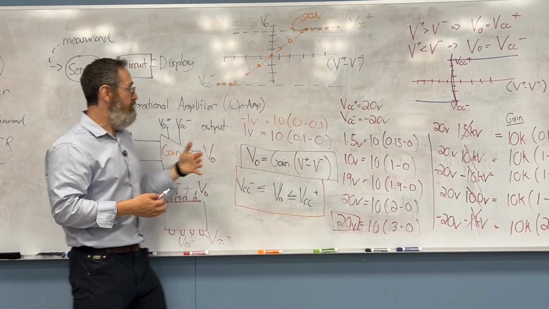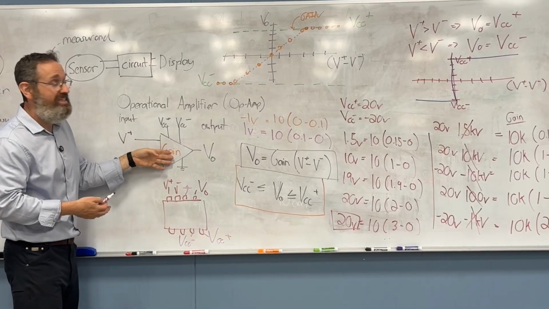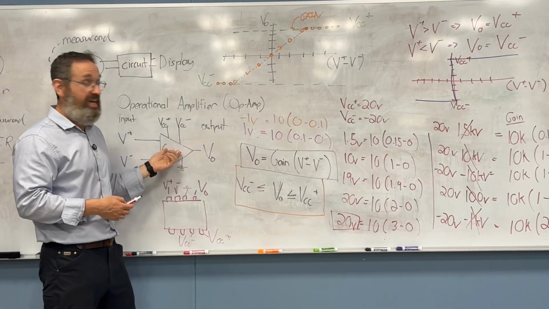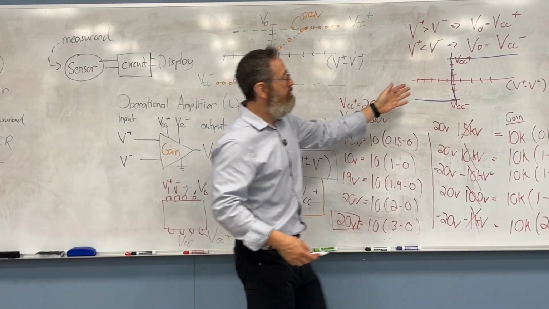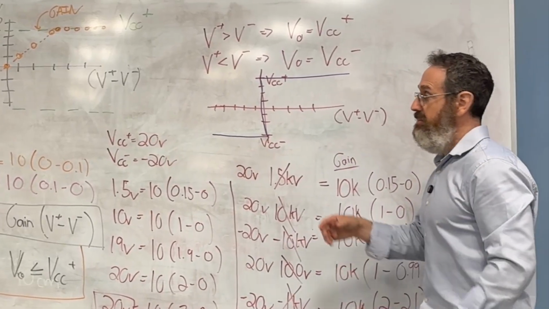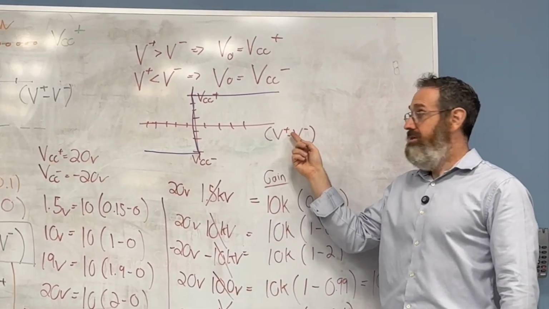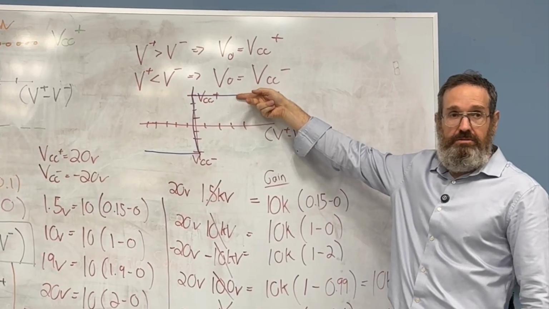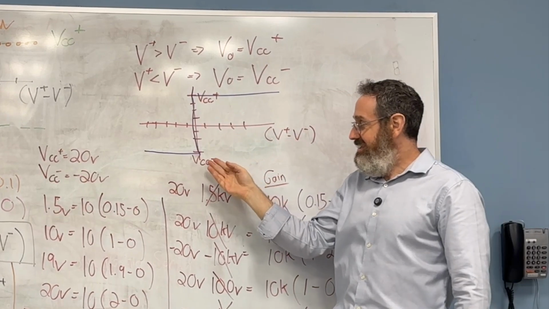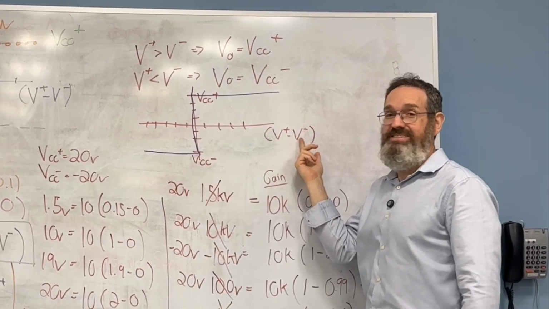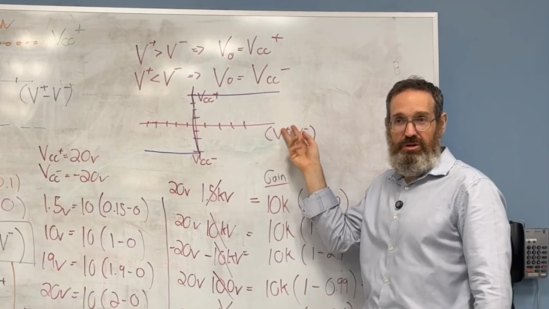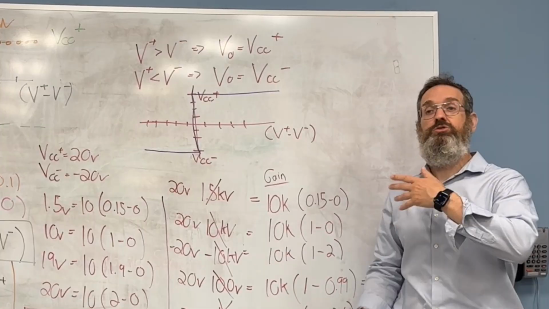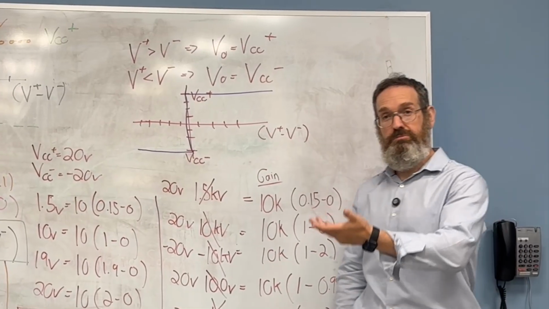So in reality, when you're using operational amplifiers, because of rule number 1 and rule number 2, and the fact that the gain is large, this is the input output. If the positive is greater than the negative, we're at VCC plus. And if the positive is less than the negative, or the negative is greater, however you want to think about it, it swings wildly.